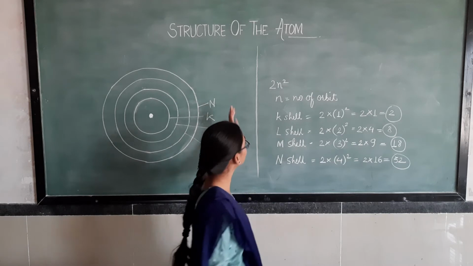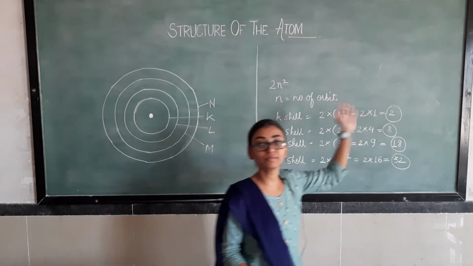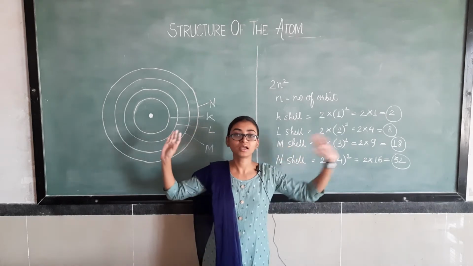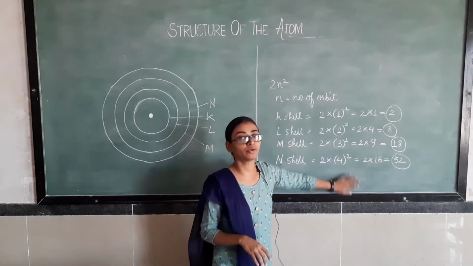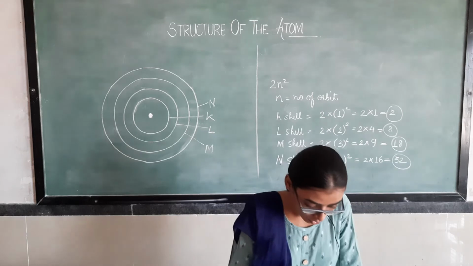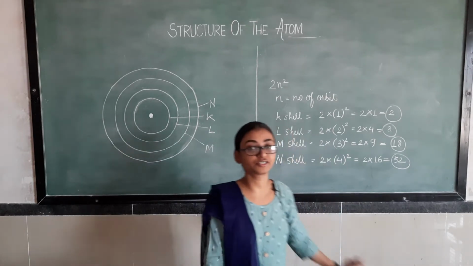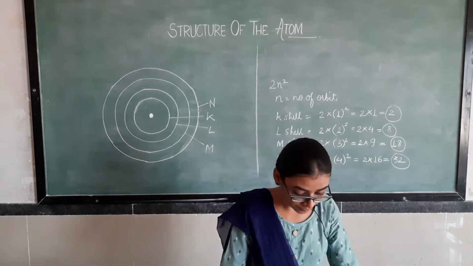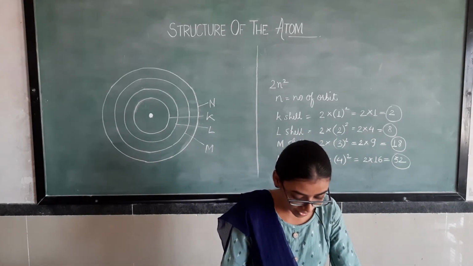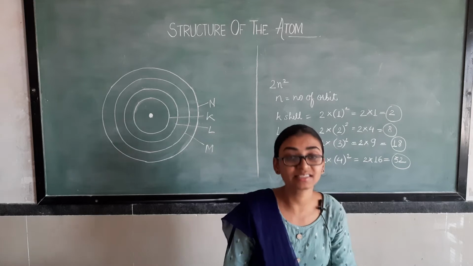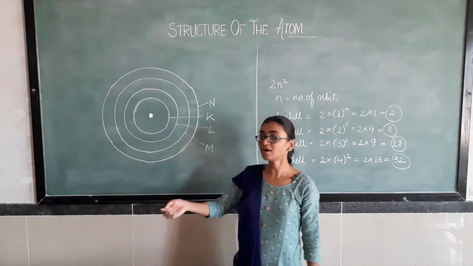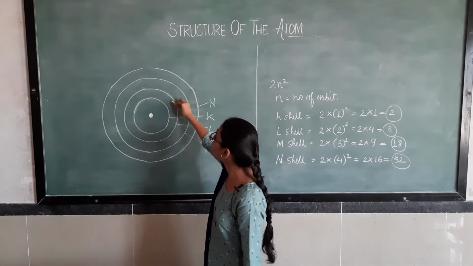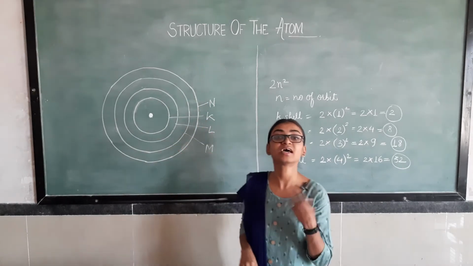If the number of shells increases, the maximum number of electrons filled in these orbits goes on increasing in this way with the formula 2n square. So this was the first rule. I hope this is clear to you. Now see, the second rule: the maximum number of electrons that can be accommodated in the outermost orbit is 8. That is, the outermost shell can accommodate a maximum of 8 electrons.